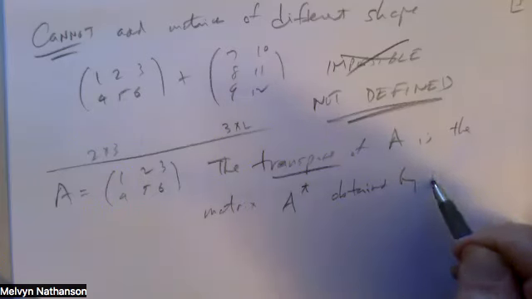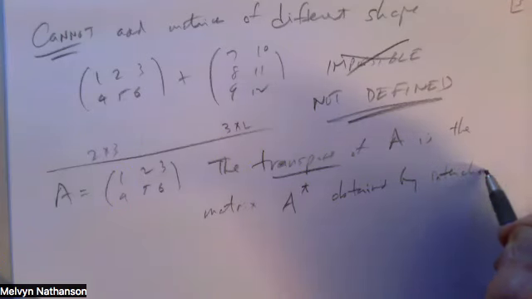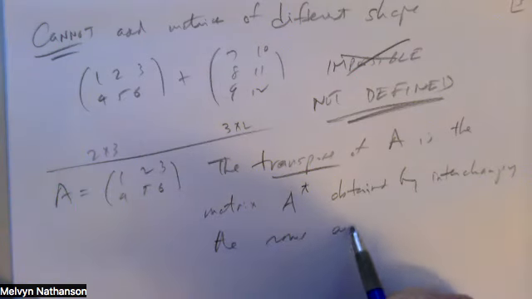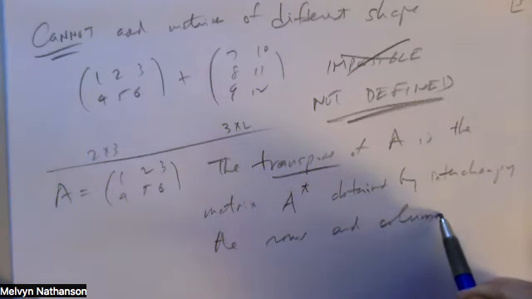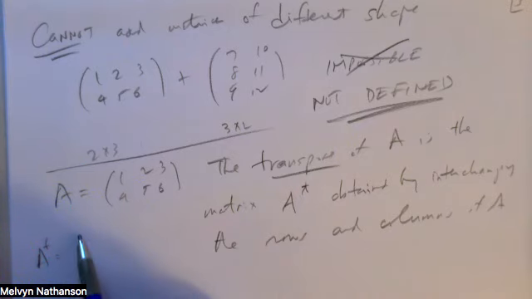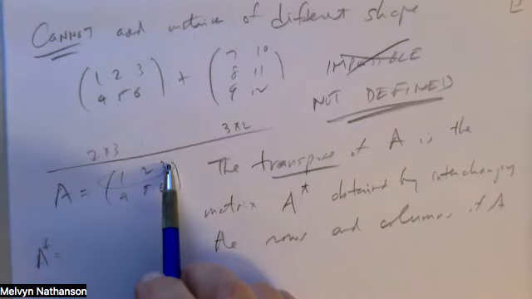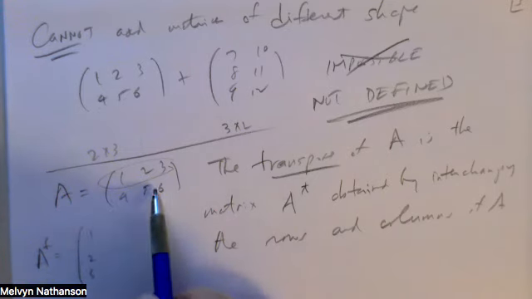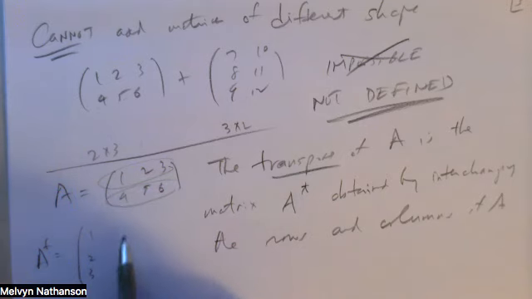obtained by interchanging the rows and columns of A. So what does that mean? Here's the matrix A. In A transpose, the first row of A, 1, 2, 3, becomes the first column of its transpose. The second row of A, 4, 5, 6, becomes the second column of the transpose.